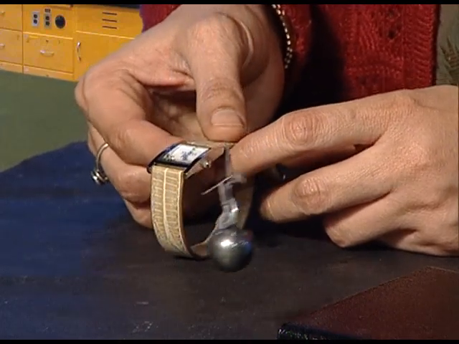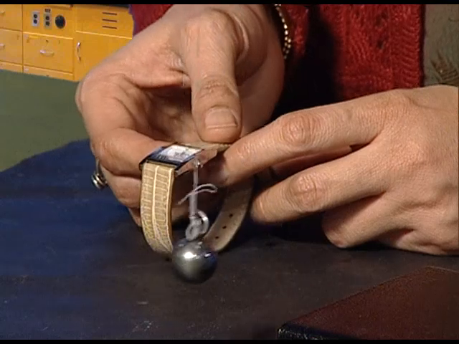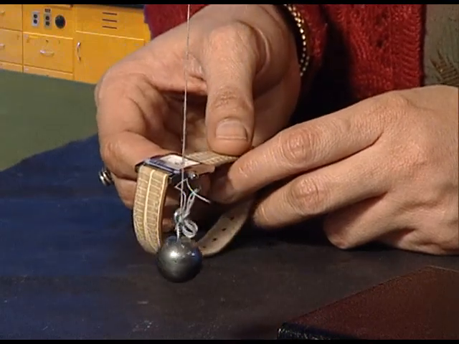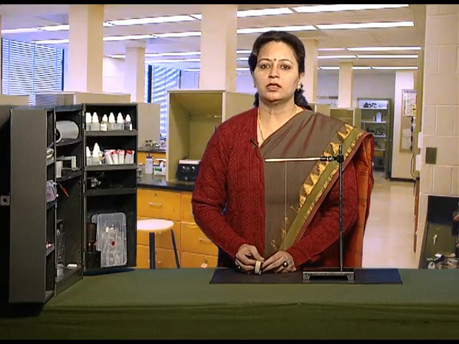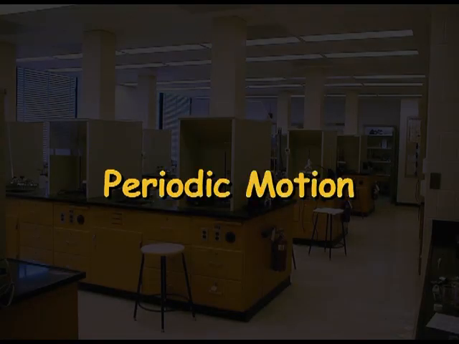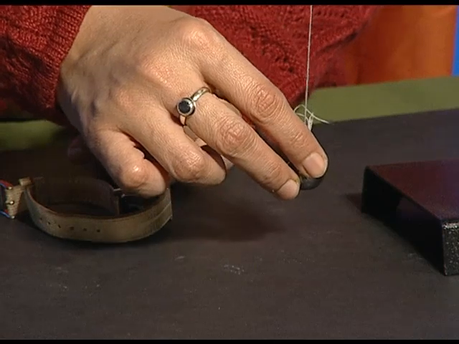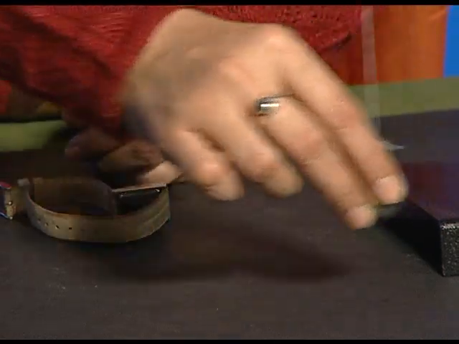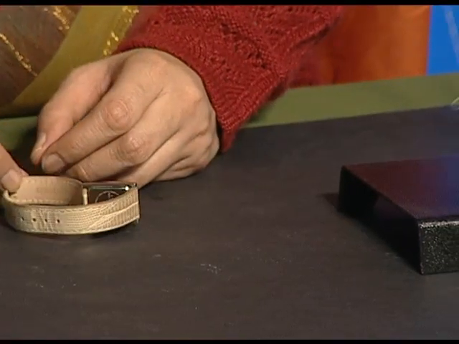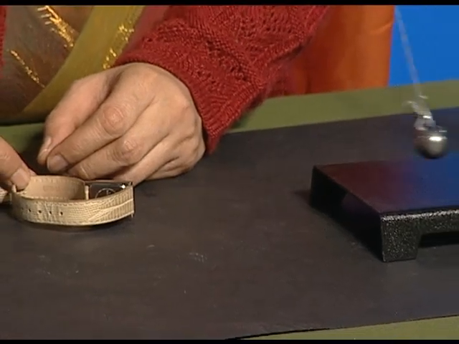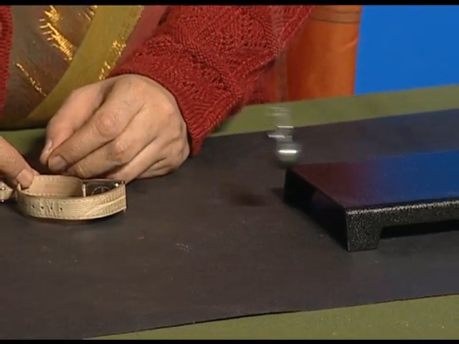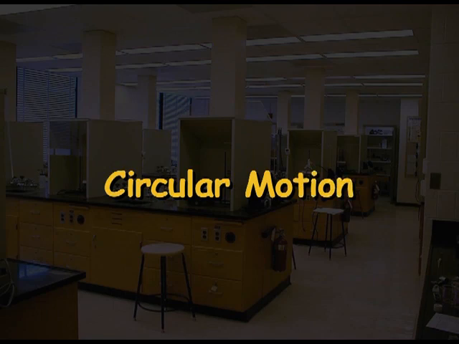We can see that the time taken in both the cases is same, so this motion is said to be a periodic motion. Now, rotate this pendulum bob horizontally in a circle. This type of motion is known as circular motion.